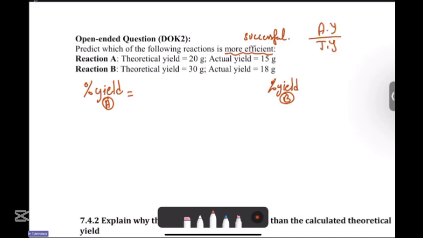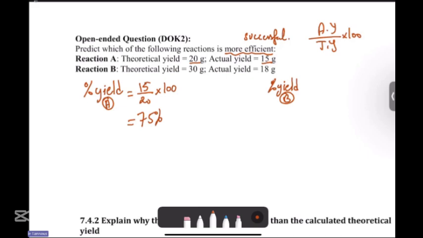Now, moving on, predict which of the following reactions is better, more efficient, more successful. Here you can calculate the percent yield of every reaction in order to compare the percent yield of A and the percent yield of B. It's always actual over theoretical multiplied by 100.